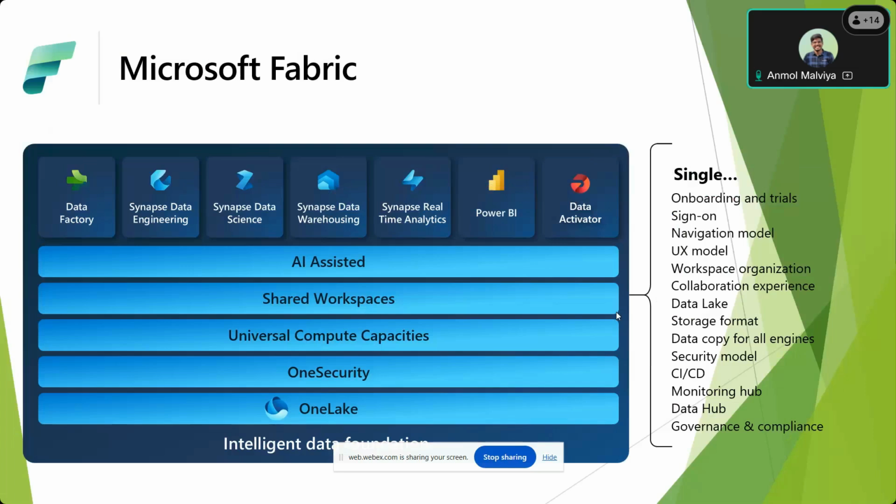Then Synapse data warehousing, in which you can store the data. There are two options available. The first one is lakehouse and the second one is warehouse. We will talk about that in detail further. Other than that, Synapse real-time analytics is also available. Power BI is a tool which is particularly used to create visualizations, reports and dashboards. And then we have Data Activator to set custom alerts, or if you have any threshold, you can set it there. So these are a few major services which are available within Microsoft Fabric.